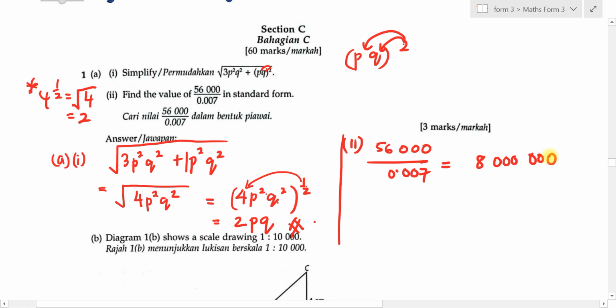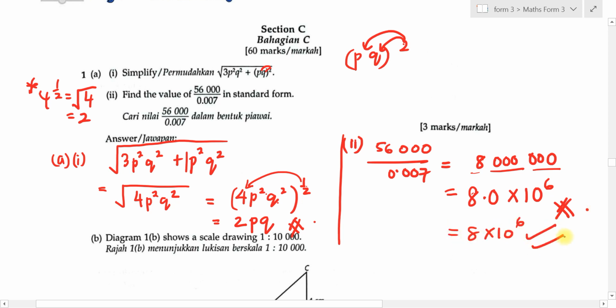So you change to standard form. In standard form, you cannot have more than 10. Your value must be from 1 until 9.99. So I take 8.0 times 10 to the power of, okay, how many zeros are there? 6. So 8.0 times 10 to the power of 6. Or if you write just 8 times 10 to the power of 6, still acceptable. No problem with that.